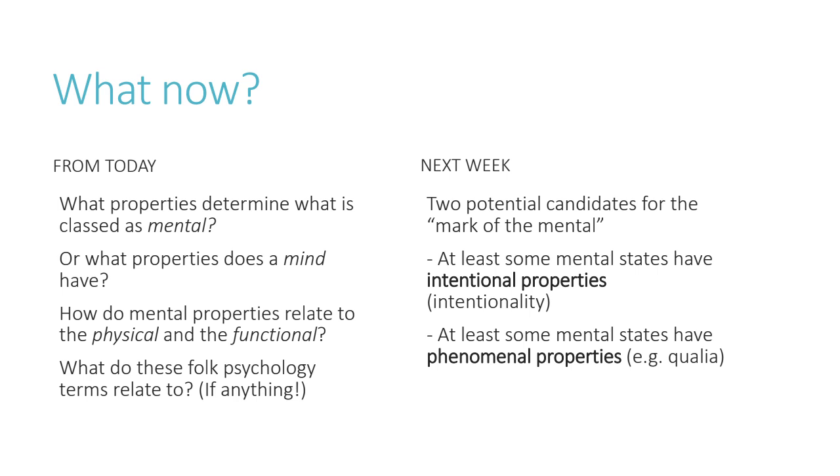Next week, what we're going to be looking at is two potential candidates for what we call the mark of the mental. That at least some of our mental states have what we call intentional properties, or what's referred to as intentionality. And then at least some mental states have what we call phenomenal properties. That is what we're going to refer to as qualia. So those are going to be our two candidates for this.